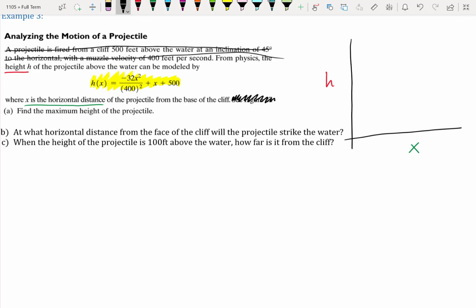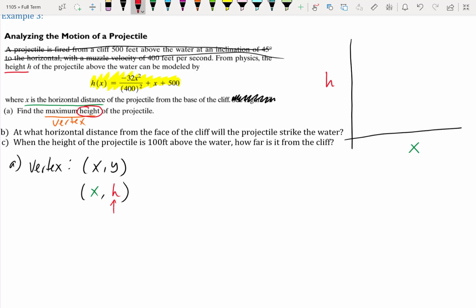So if we're trying to find the maximum height of the projectile, remember maximum, that means vertex. And vertex, my bad, wrong color. Vertex always implies an x and y. But in this case, it's not x and y, it's x and h. So if we're trying to find the maximum height, we're looking for the h of the vertex.